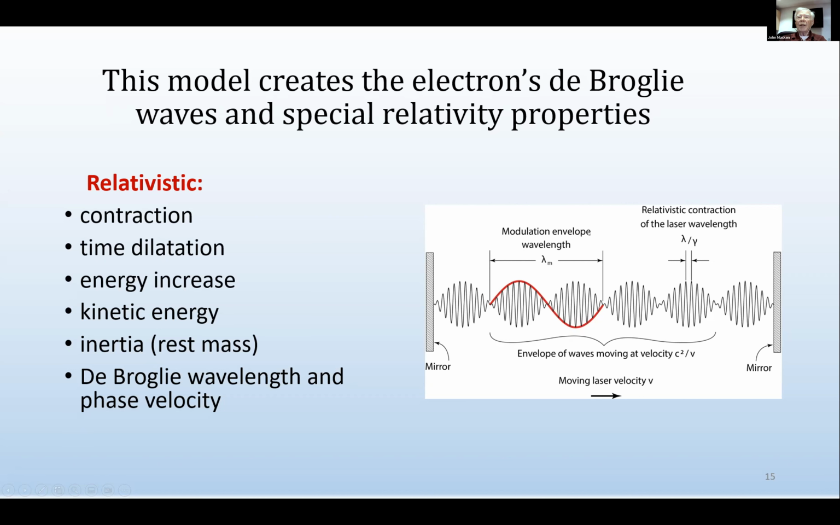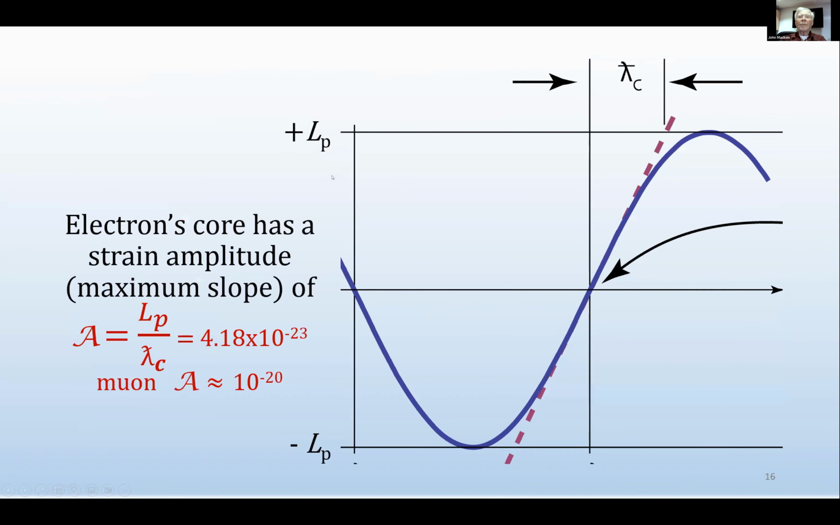And you end up with a modulation envelope wavelength that corresponds to the de Broglie wavelength, but you also end up with a relativistic contraction, a relativistic time dilation, a relativistic energy increase, relativistic kinetic energy, and inertia. We get inertia without needing a Higgs field, and then it gets the de Broglie wavelength and phase velocity. All of these are correct.